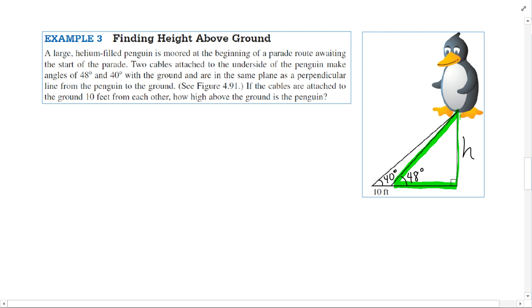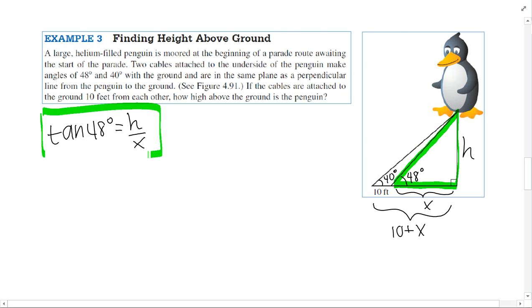And we're going to add in another variable here to help us solve this. So we're going to add in this distance, which is x, so that the whole distance here is going to be 10 plus x. Okay, so for the green triangle, the tangent of 48 degrees is equal to the height over x. Okay, that's our green one right there.